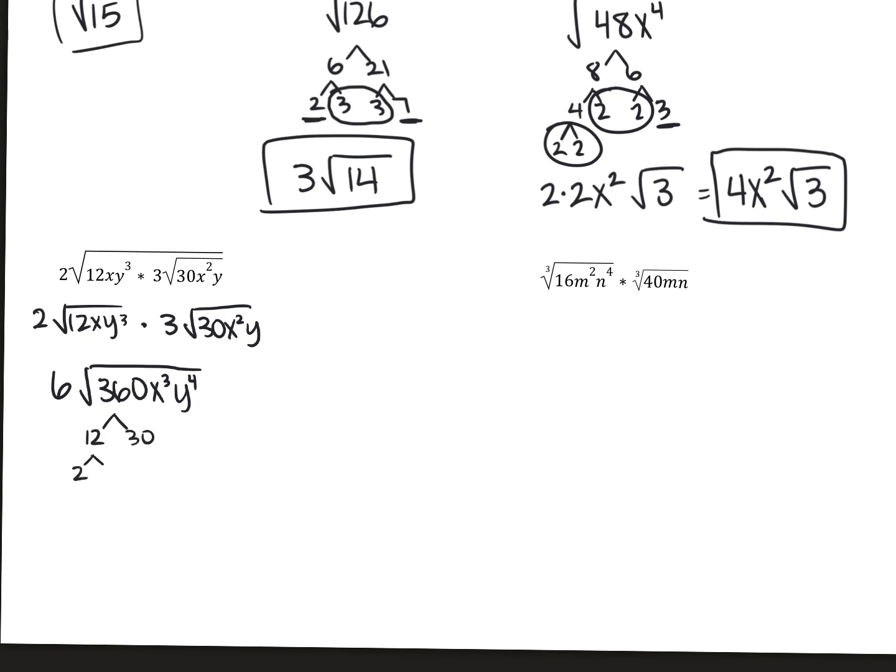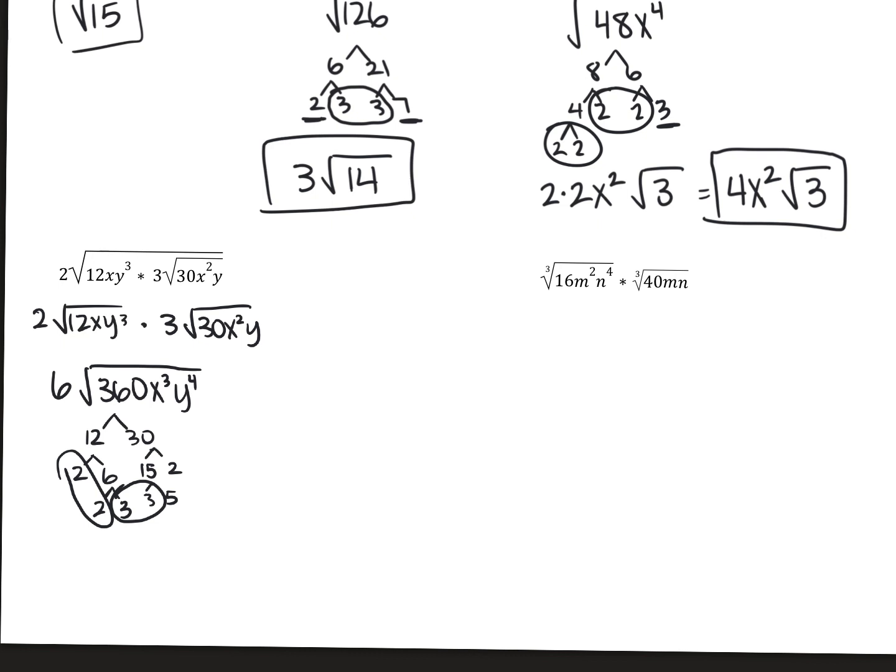12 is 2 and 6. 6 is 2 and 3. 30 is 2 and 15. And 15 is 3 and 5. So I have a pair of 2's and I have a pair of 3's.